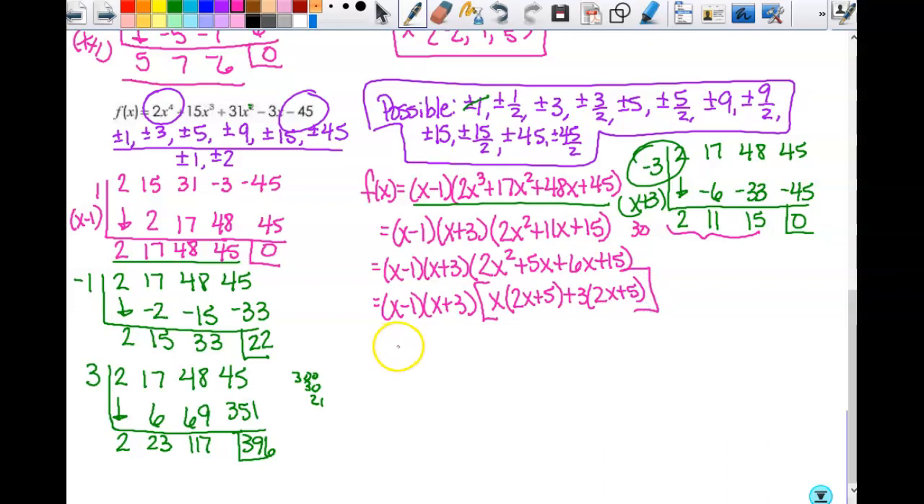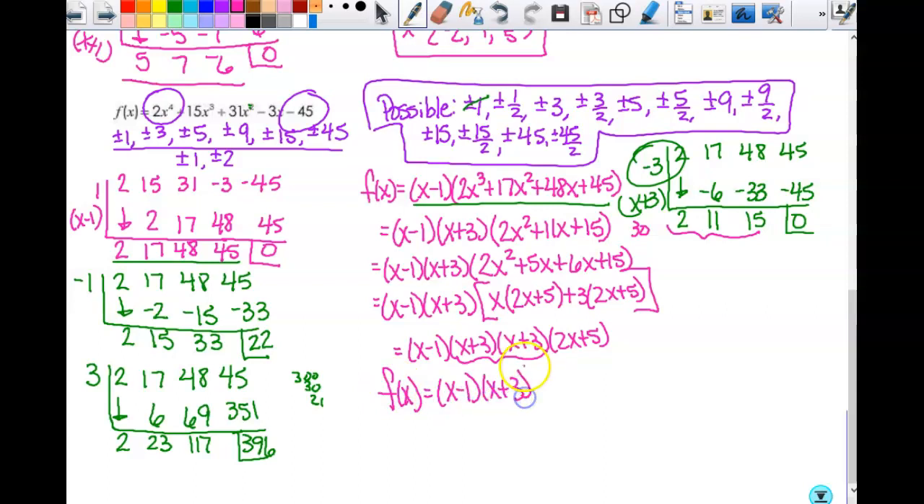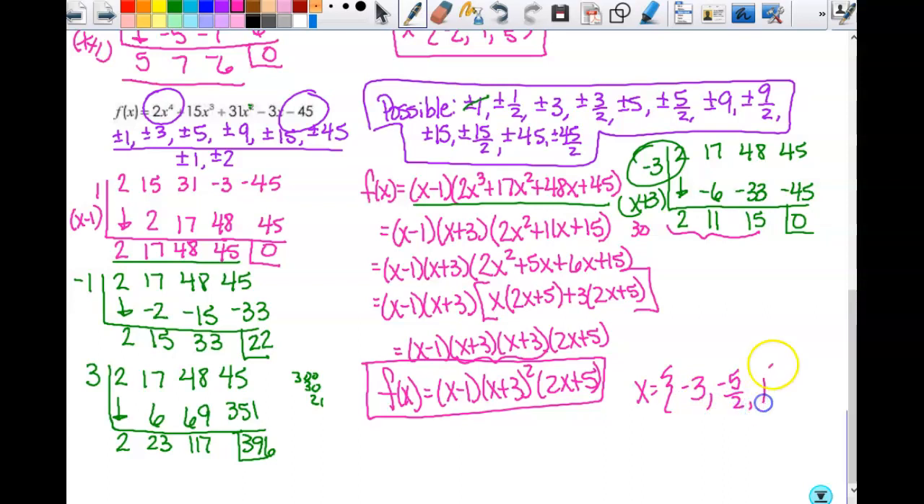So then, when it's all said and done, I get x minus 1 times x plus 3 times x plus 3 times 2x plus 5. But wait, there's more. Yes, this is fully factored, but then I'm going to condense that because there's two of those. So f of x actually equals x minus 1 times x plus 3 squared times 2x plus 5. This is the fully factored form. Then I can find my zeros. X equals, let's see, negative 3. I actually get negative 3 twice, but I only put it once. And then I'm going to get negative 5 halves and 1.